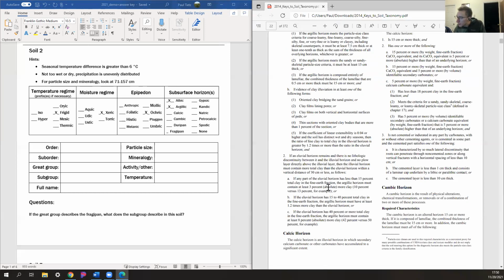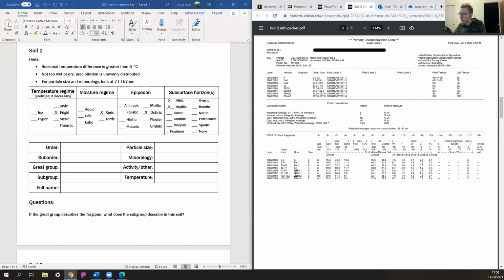Let's just kind of take this all the way through. It's less than 50% total clay. That's not us. The eluvial horizon, so the E horizon, we have 19% clay. It's between 15 and 40. The argillic horizon must have at least 1.2 times more clay than the eluvial horizon. So our argillic horizon is pretty much these bottom three where we have the T subordinate distinction.